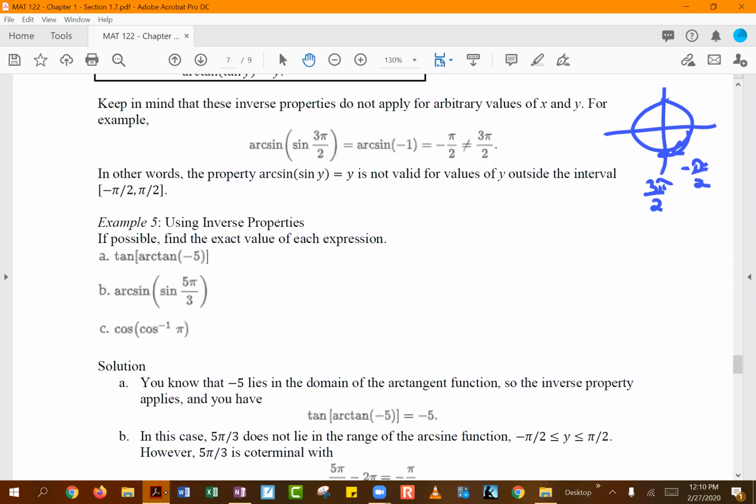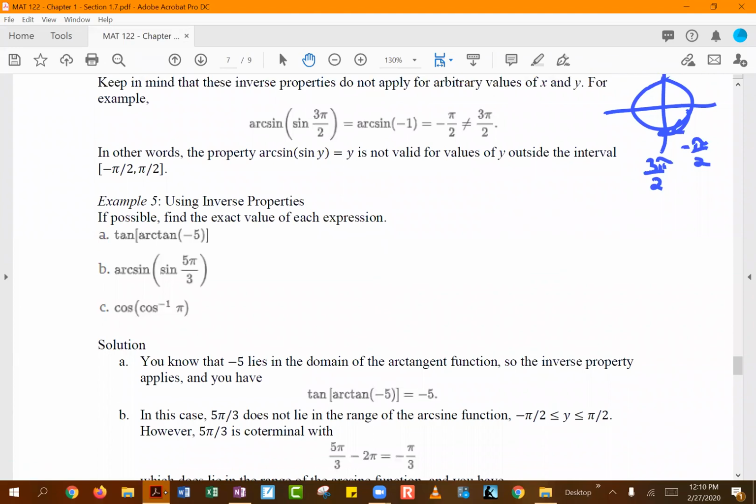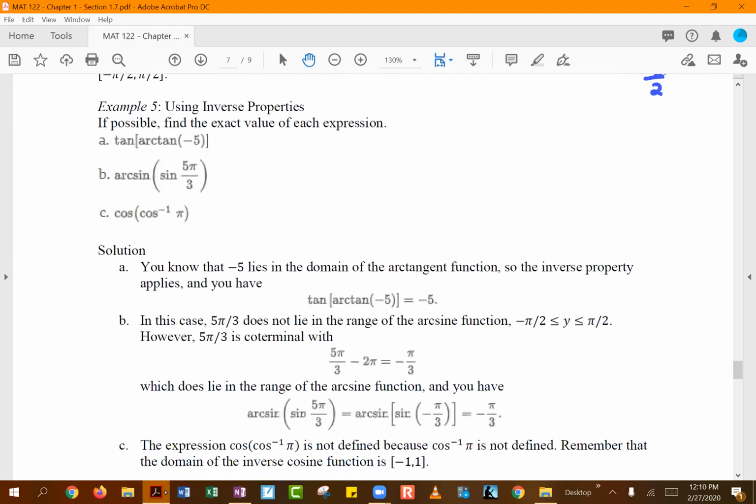Arctangent of negative 5. In this case, since we know the arctangent function has a domain from negative to positive infinity, negative 5 is okay to use. So you can actually end up getting negative 5 as the answer on that part A. Part B, you have arcsine composed with sine of 5 pi over 3.